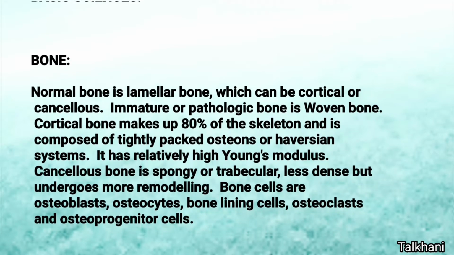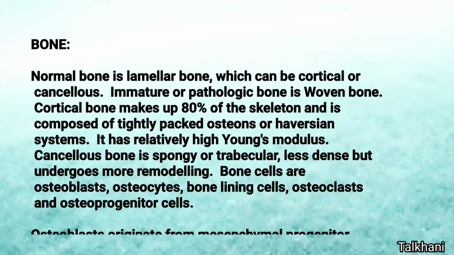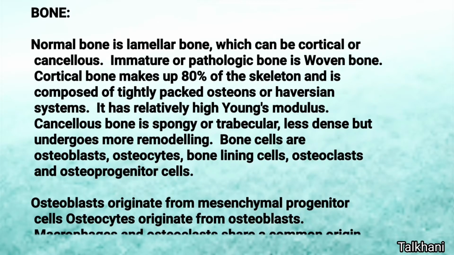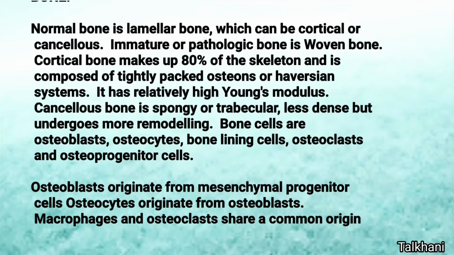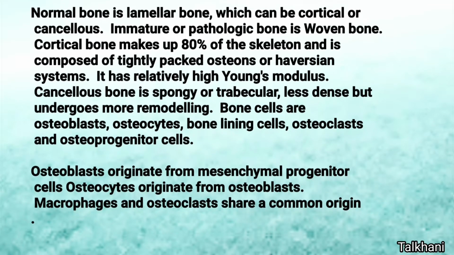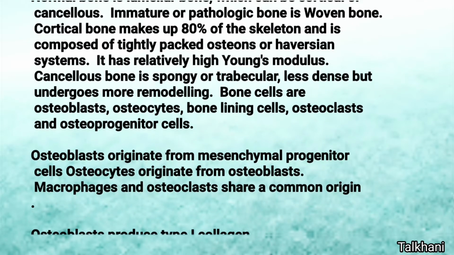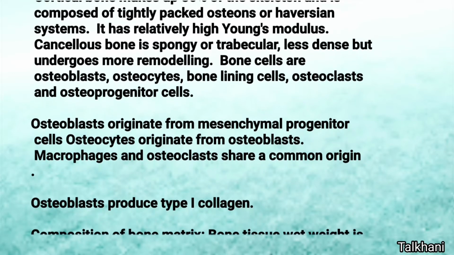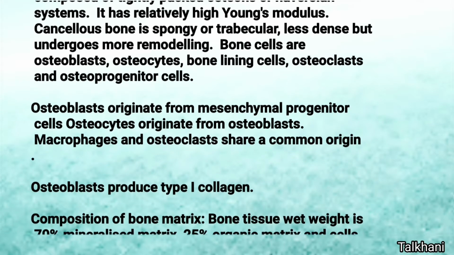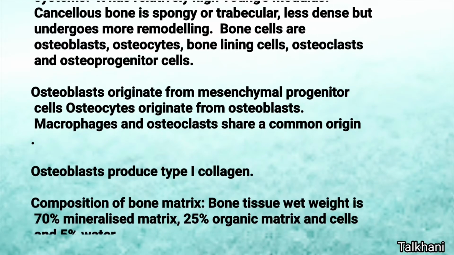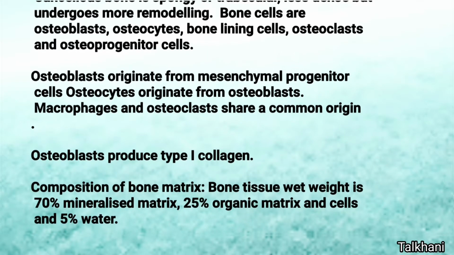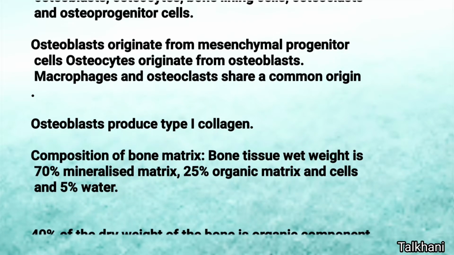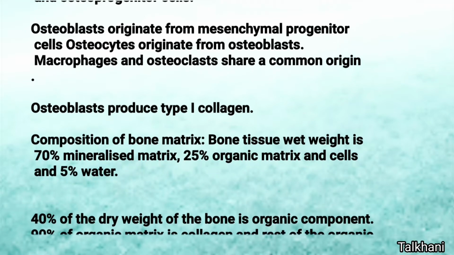Bone cells are osteoblasts, osteocytes, bone lining cells, osteoclasts, and osteoprogenitor cells. Osteoblasts originate from mesenchymal progenitor cells. Osteocytes originate from osteoblasts. Macrophages and osteoclasts share a common origin. Osteoblasts produce type 1 collagen. Wet weight composition of the bone: 70% of it is made up of mineralized matrix, 25% organic matrix with cells, and 5% water. Dry weight composition of the bone: 40% is organic component and 60% of dry weight is made up of inorganic mineral component.